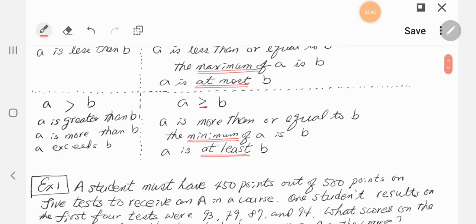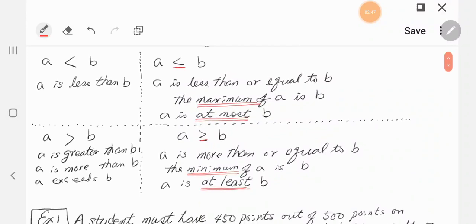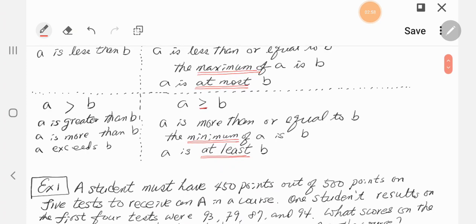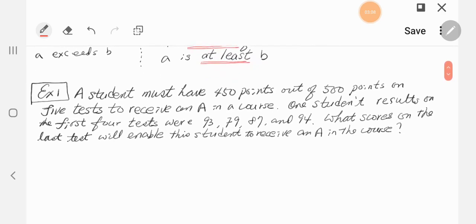Based on this information, we can use greater than or equal to, or less than or equal to. Maximum, at most, means that value is the maximum number, so A should be less than or equal to. For minimum and at least, minimum means the smallest number, so the smallest number is B and A is always greater than or equal to B. Make sense? Okay, so this is the inequality.